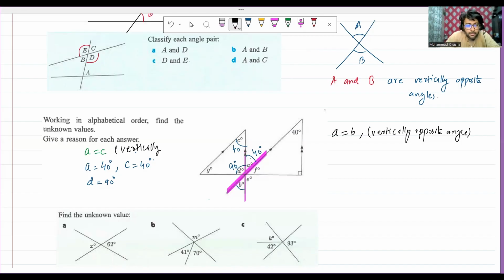So vertically, no, A is equal to C because they're alternate angles, right? So if A is equal to 40 degrees, C is also equal to 40 degrees. So far we have the value of A, C, and D. And A is the same angle as B because they're vertically opposite angles. So which means if A is 40 degrees, B is also going to be 40 degrees. So let me put this angle over here. This is 40 degrees. Can you work out F?